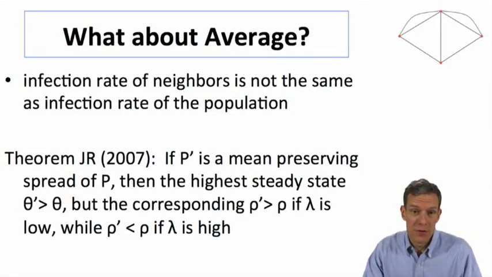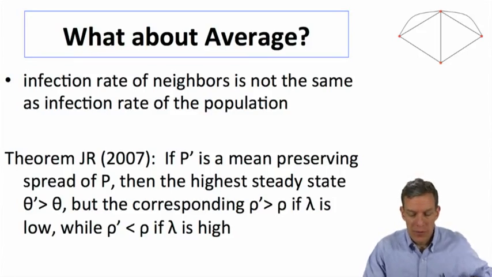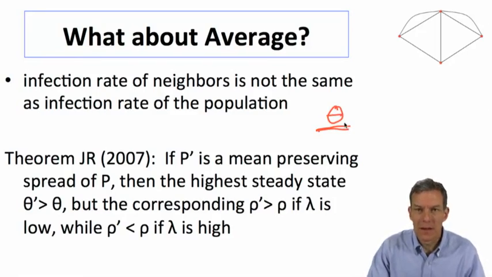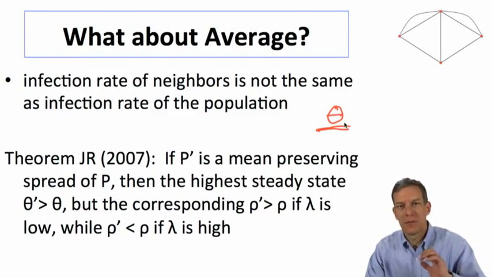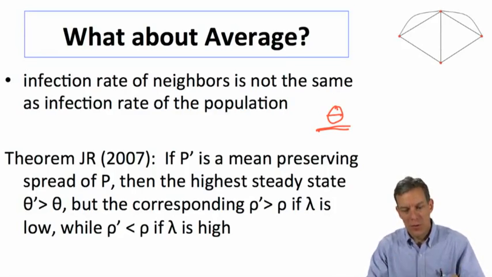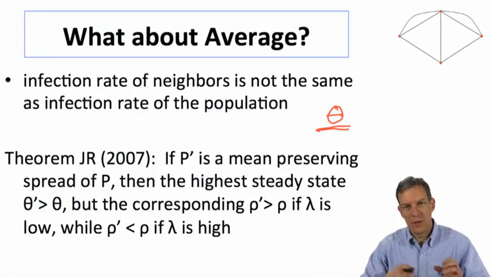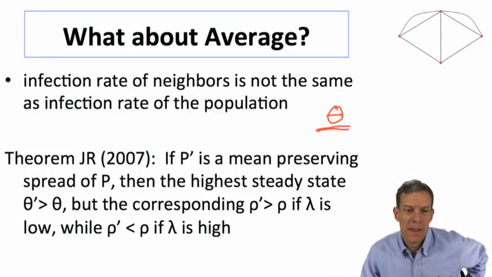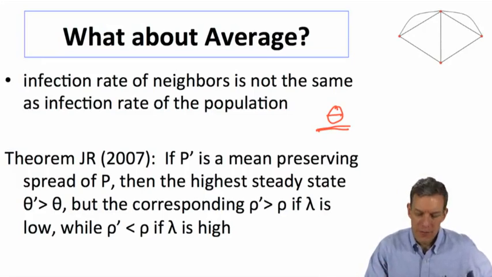Okay, what about average rates? What we've been talking about is theta, right? So theta is the chance when you're meeting somebody in the population that they're infected, and what we showed was that it increased as we increased in these senses of first or second order stochastic dominance. But what about the actual average, the rho in the population?